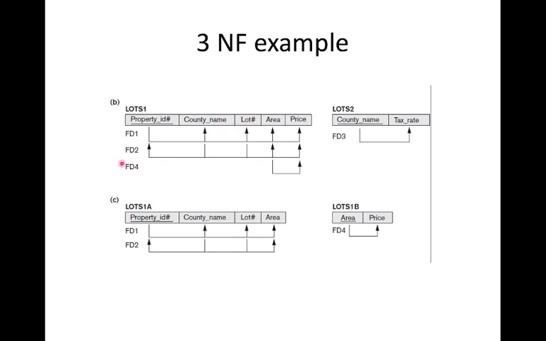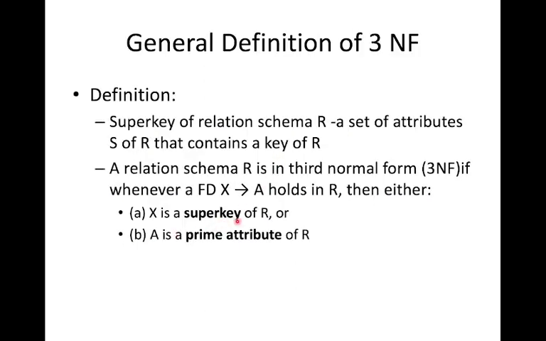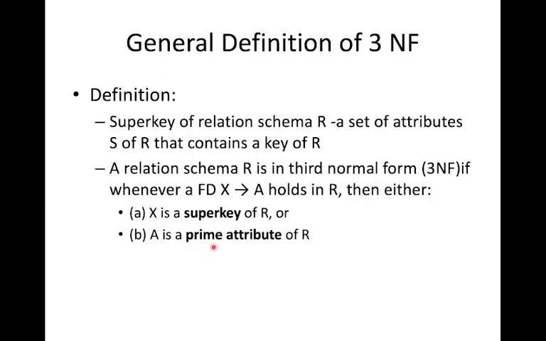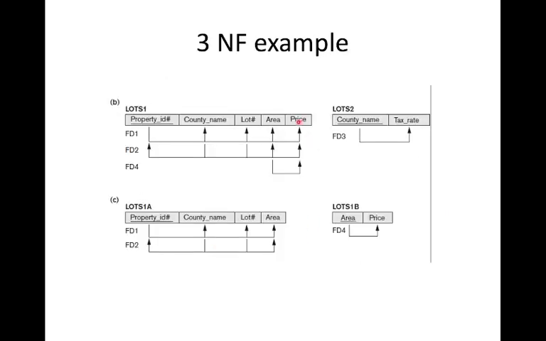But we have one more functional dependency in this table, that is area to price. That is, price is dependent on area. So X is area and A is price. As per the definition, X should be a superkey. Here X, area, is not a superkey. If it is not a superkey, then at least A should be a prime attribute of R. And here price is not a prime attribute, because the prime attributes are property ID, county name and lot number. So price is not a prime attribute. So this table violates the third normal form condition.